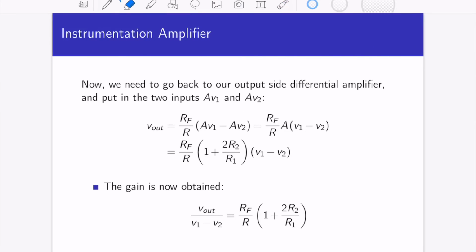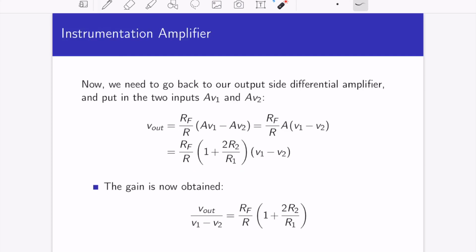And when we do that and make the assumptions about the values, remember that the gain was RF over R times V1 minus V2 for the inputs to the differential amplifier. So we have RF over R times the difference between the inputs to the differential amplifier, which in this case are A V1 minus A V2. Take the A out, of course, and then rewrite A. We had a gain expression for A. Just plug it in, and this is what we end up with.